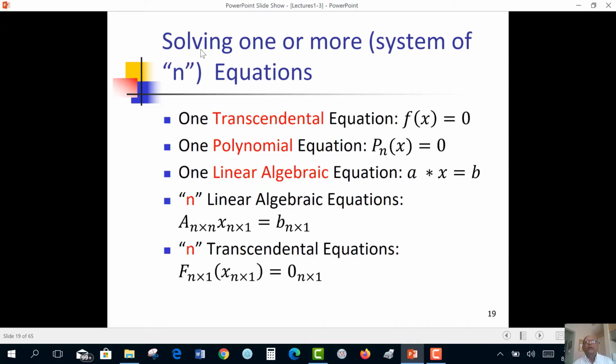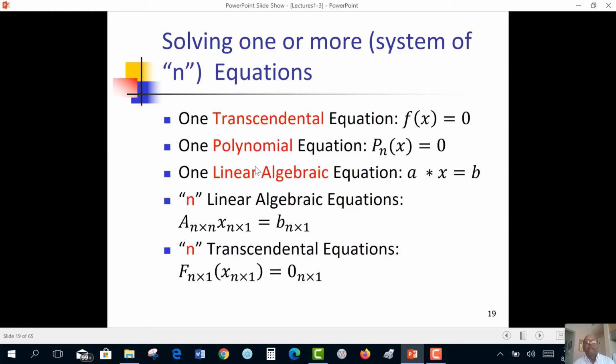In this course, we are going to learn to solve one or more equations. So we'll begin with one transcendental equation. Then we are going to look at one polynomial equation. Of course, one linear algebraic equation is easy to solve. We know A, we know B, we can easily find x. But formally, that is what one equation is.